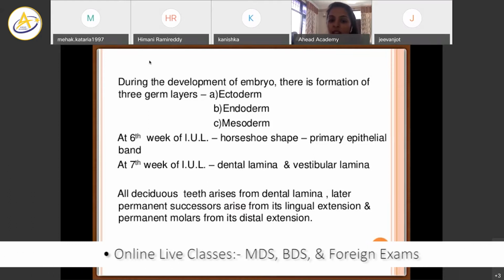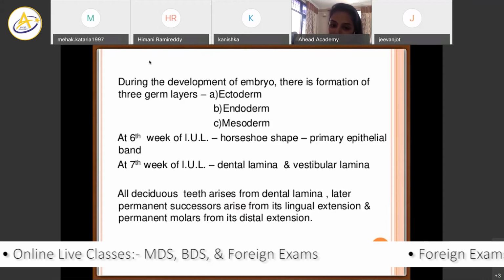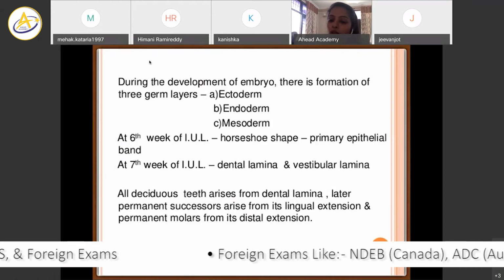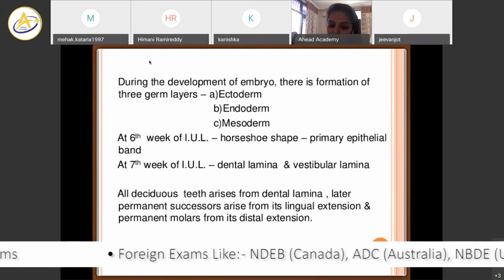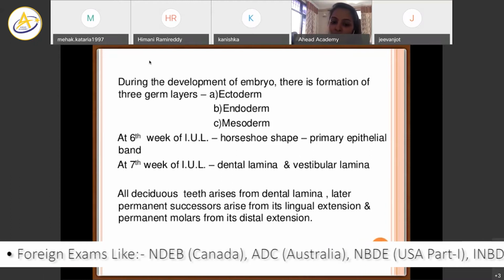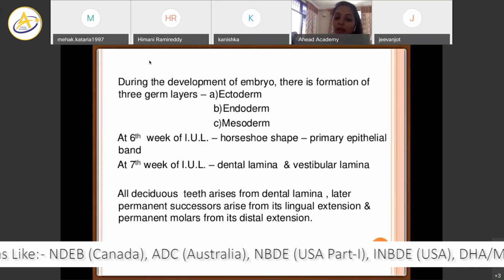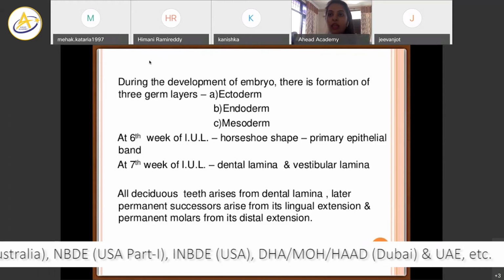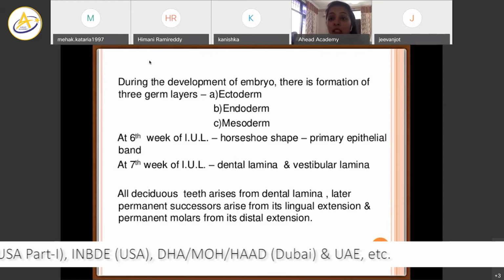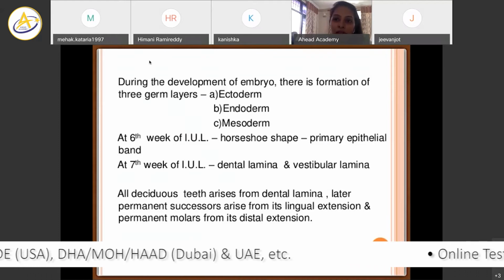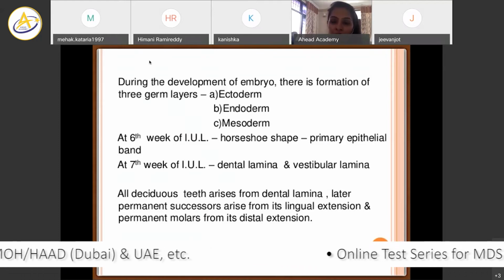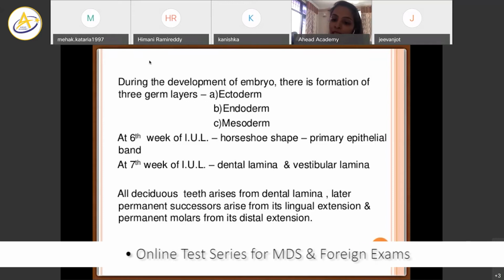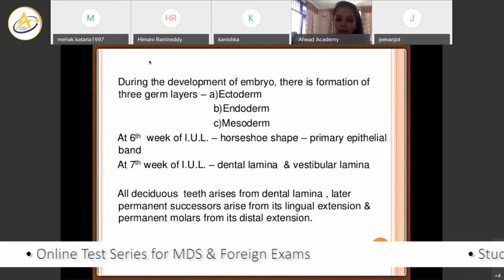All the deciduous teeth arise from the dental lamina, and later the permanent successors, that is the permanent teeth, arise from the lingual extension of the dental lamina, called the successional lamina. The permanent molars arise from the distal extension. Why? Because the successional lamina of the deciduous molars gives rise to the permanent premolars. That is why the permanent molars arise from the distal extension of the dental lamina.